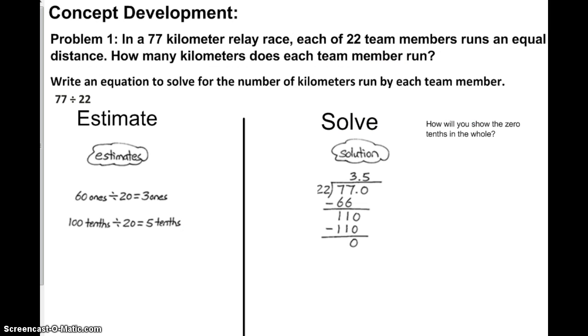Okay, here we have our next problem in concept development. So we have, in the 77-kilometer relay race, each of the 22 team members runs an equal distance. How many kilometers does each team member run? So what are we looking for? There's 22 people. They run 77 kilometers total. So our estimate. Okay, so we're going to look at the 22, and we would estimate that to 20, which makes sense.